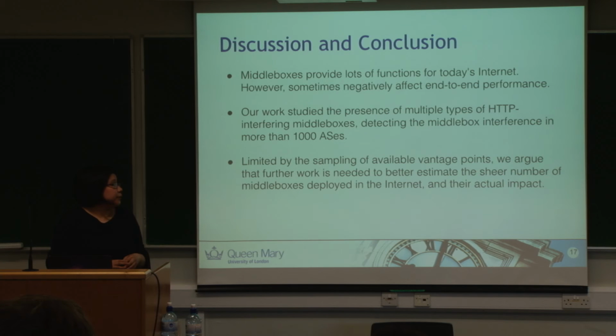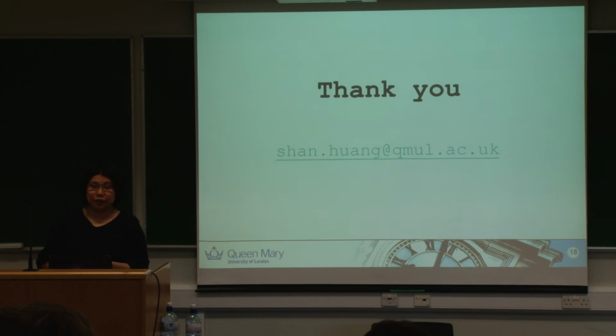But limited by the sampling of available vantage points, we argue that future work is needed to better estimate the sheer number of middleboxes deployed in the internet and their actual impact. We need more samples from mobile networks and cloud platforms, and we could detect more middlebox functions and use this result as an identifier to classify the involved networks. So thank you.